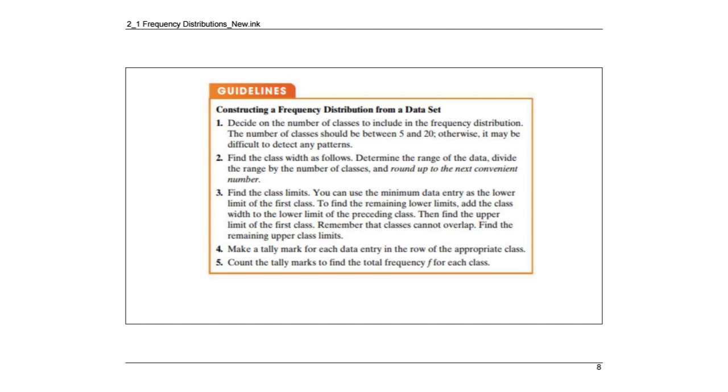And then we're going to put all of our classes together by adding the class width all the way down. And then finally, we have to look at our data and figure out which class our data fits into. And then we're going to use those tally marks to figure out the frequency for each of our classes, for each row.